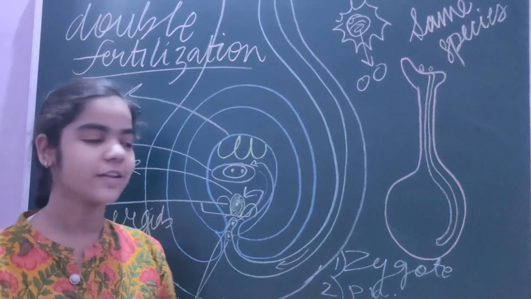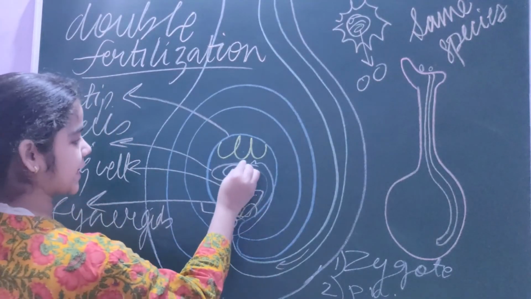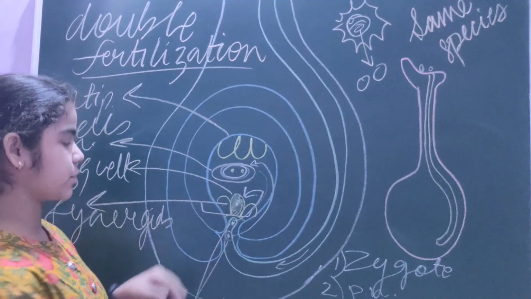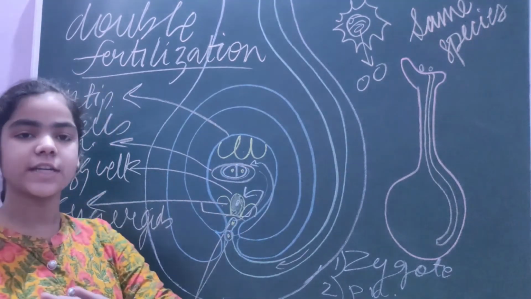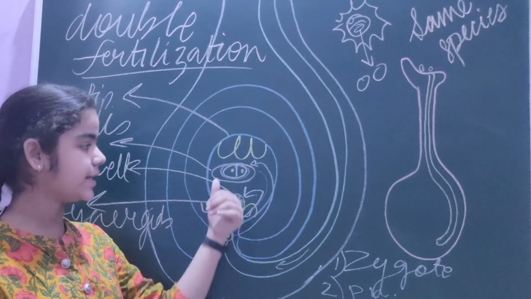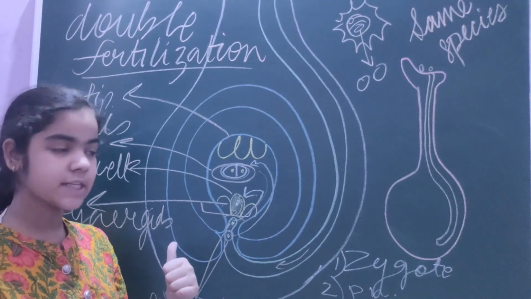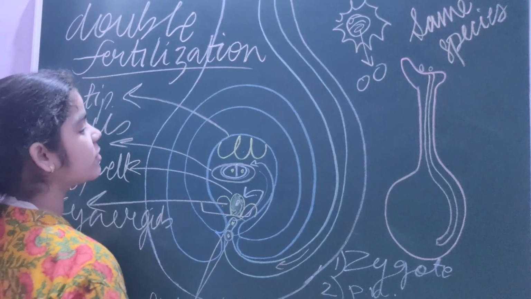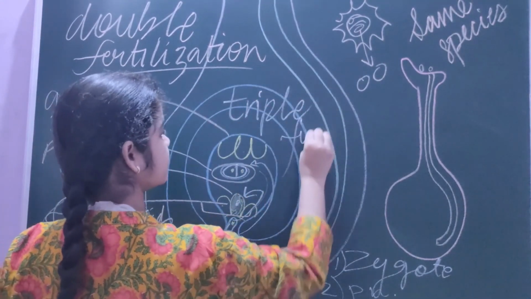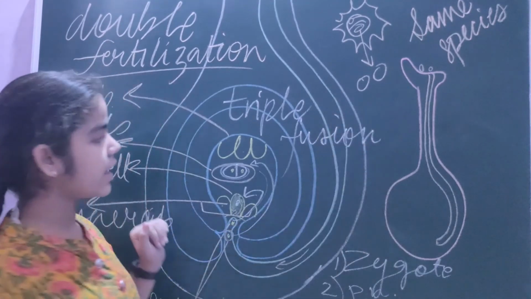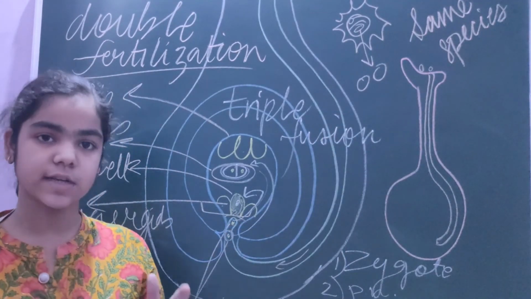Alright, now the fusion of the two polar nuclei and one male gamete. So three gametes are involved, right? So this process is termed as triple fusion. Now this fertilization is completed.